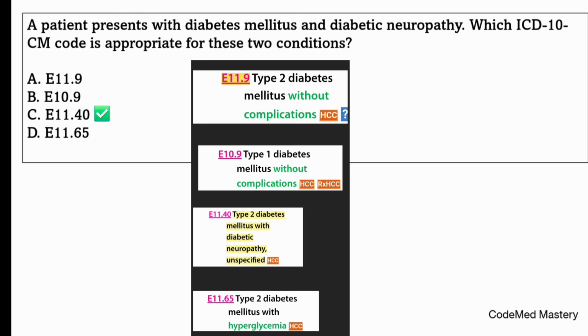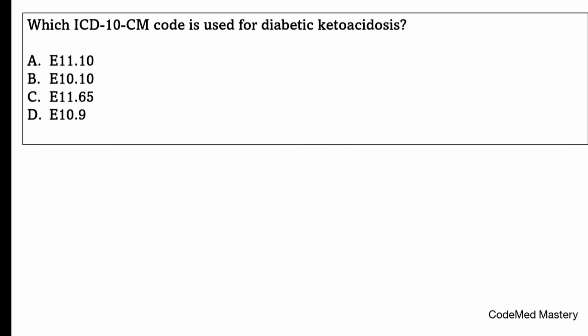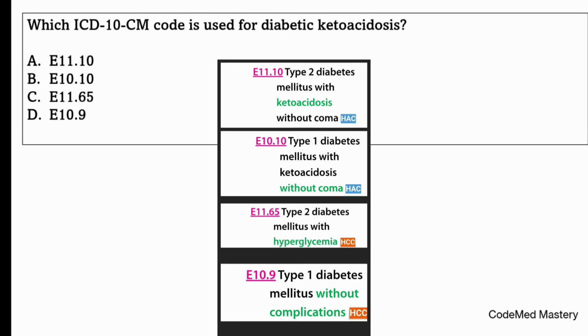Next question. Which ICD code is used for diabetic ketoacidosis? Option A, E11.10, option B, E10.10, option C, E11.65, option D, E10.9.